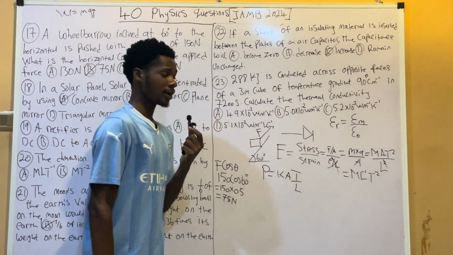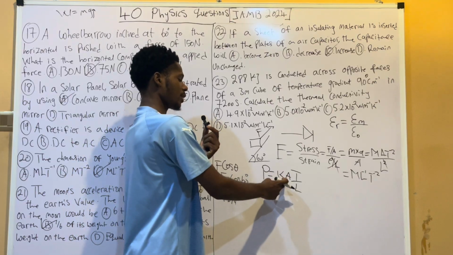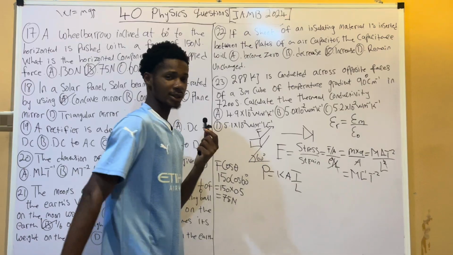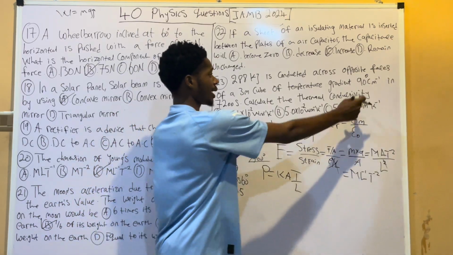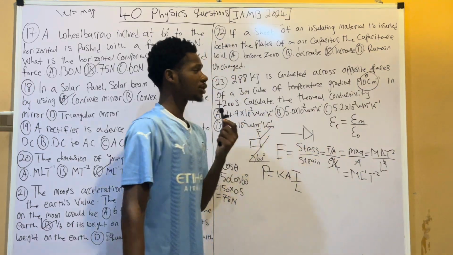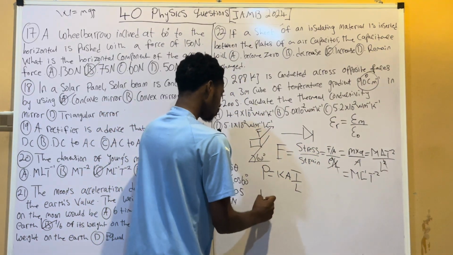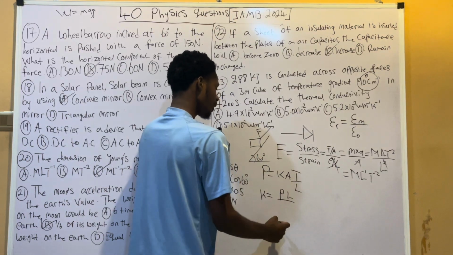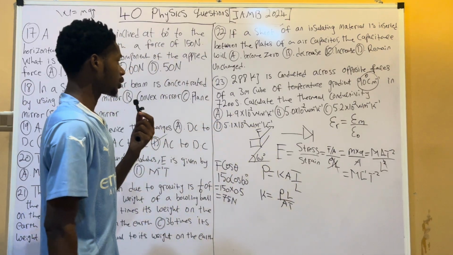Okay, that is the formula, where K is thermal conductivity, P is power, A is area, T is temperature, and L is length. Where T over L is the temperature gradient, which was given as 90 degrees Celsius per meter. So to solve for K in this case, K will be equal to P times L divided by A times T.